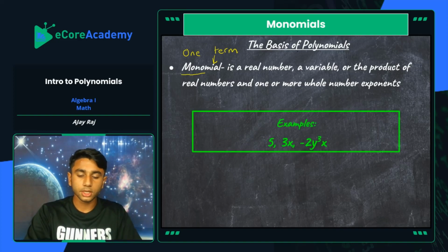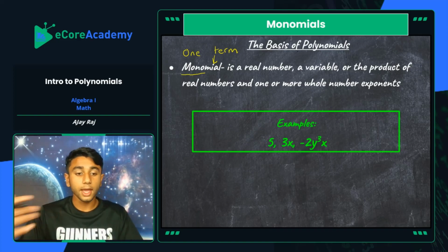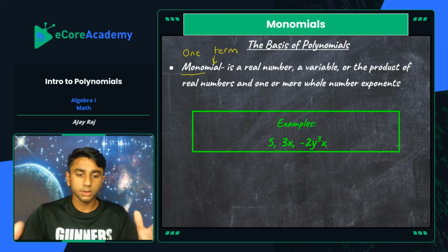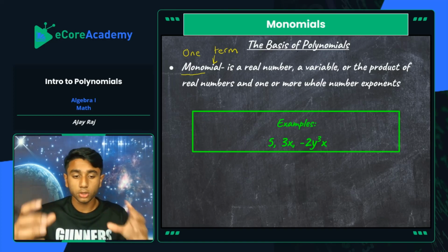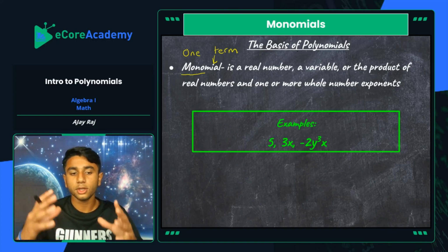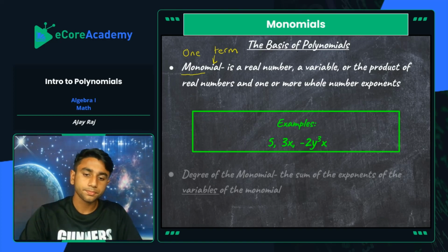Some examples, like I showed you: a natural number, a real number, 5. Then you have 3x, a variable and a real number. And then you have a combination of real number, exponent, and variable: negative 2y cubed times x. Now, obviously, the only thing connecting these things together is multiplication. There's no addition or subtraction. So therefore, it's going to be one singular term.